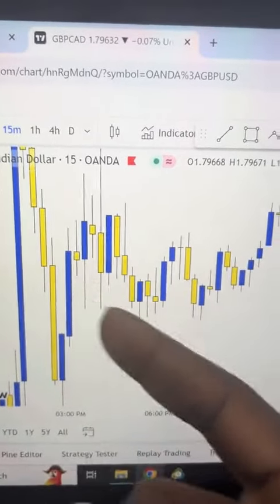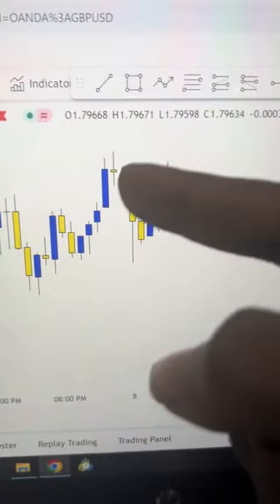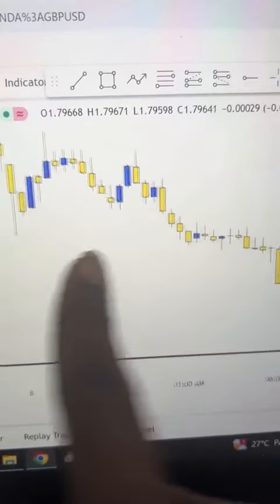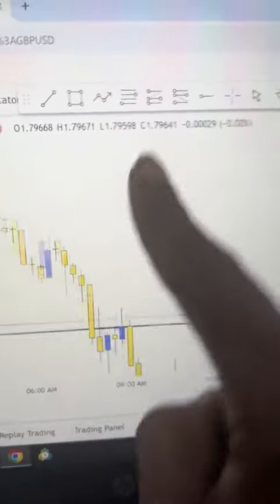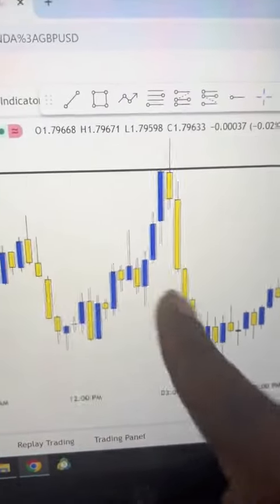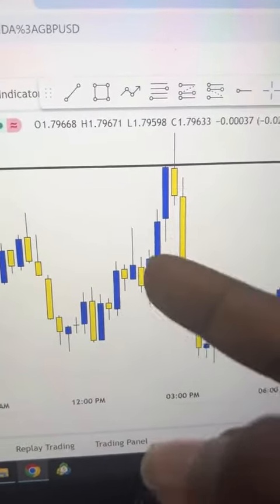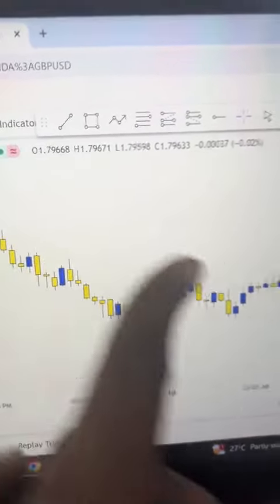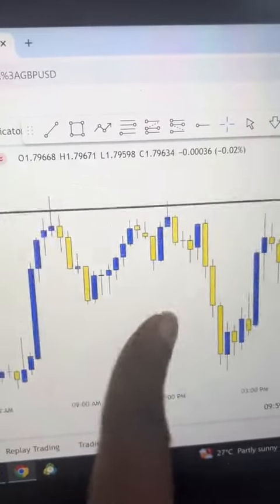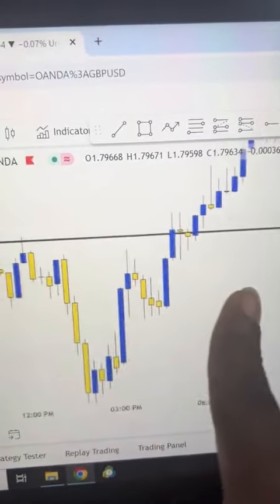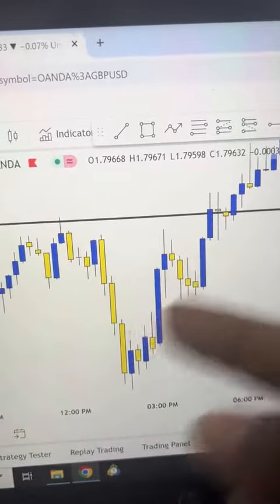No valid retracement, consolidation, no valid retracement. This is valid. This is a valid retracement. So the market just crashed. So when you see three candles like this, 1, 2, 3, valid retracement, I just want to see continuation of the uptrend. I just want to see. So you understand the gist, Abby.